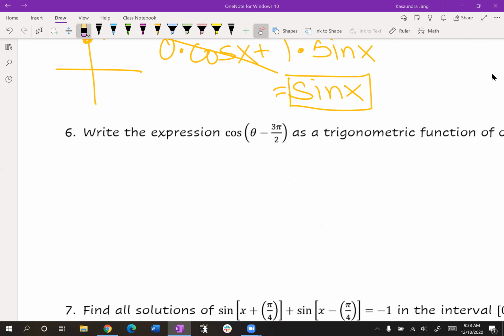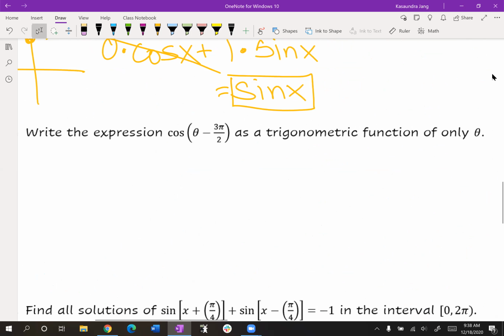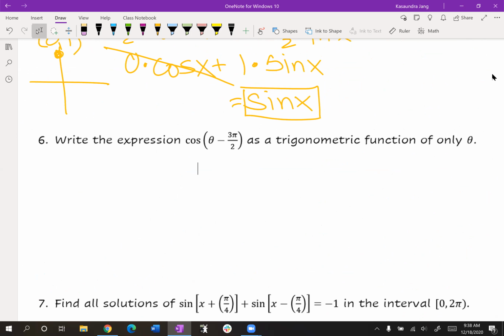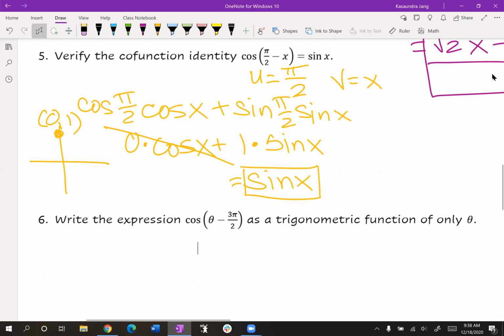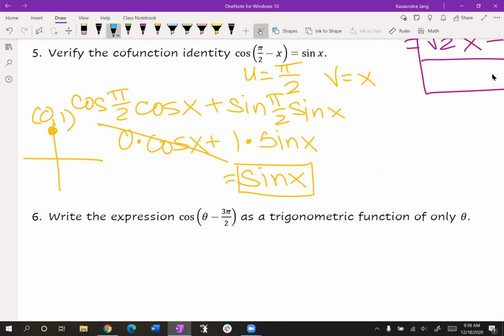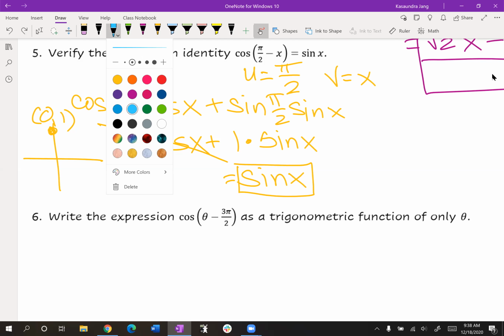So it says, as a trigonometric function of only theta. So they pretty much want me to do like I did on number 5. On number 5, I got it down to a trig function with just the variable x. And so now I'm going to go down to only theta. So very similar to what we just did. According to this, it was the same formula and everything, actually.